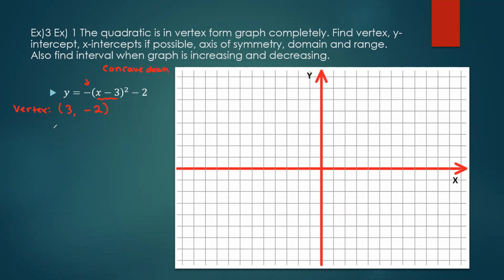What else do we know? So we found our vertex. Then we could find our axis of symmetry, which is x equals 3, because it's the x value of the vertex, right? Okay, so we found the vertex and axis of symmetry, then I think I would find my y-intercept.